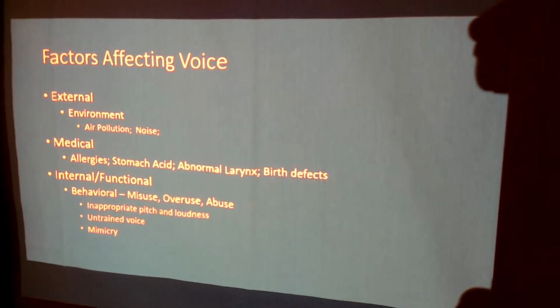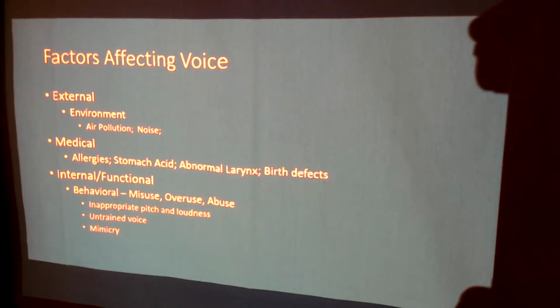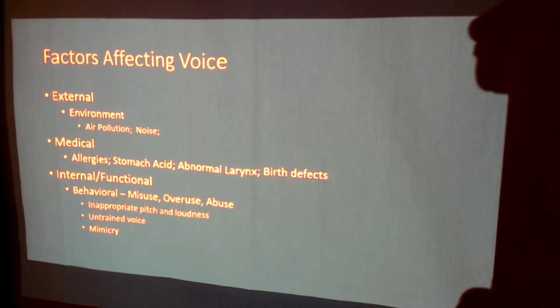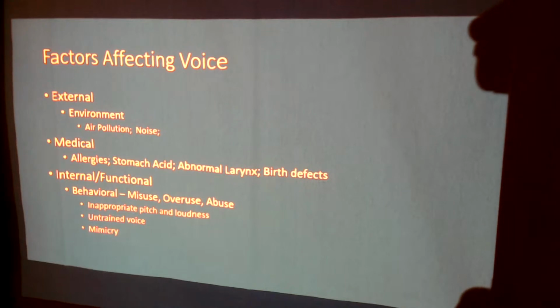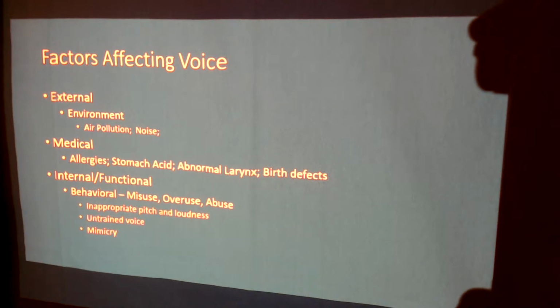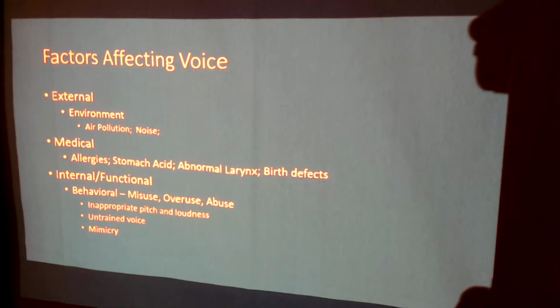Now, factors that can affect our voice, let's take a look at that. That's the primary role of this lecture here. Now, our voice can be affected by several factors. One could be external, which is at the environmental level. We have no control over it. Well, even though we are responsible for all the air pollution that's going on and noise around us, for now, let's just put it as external.